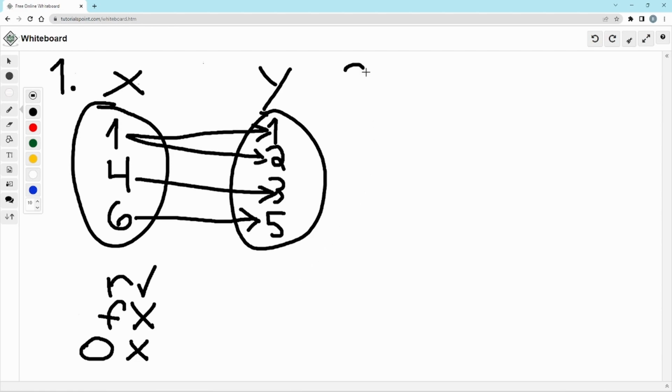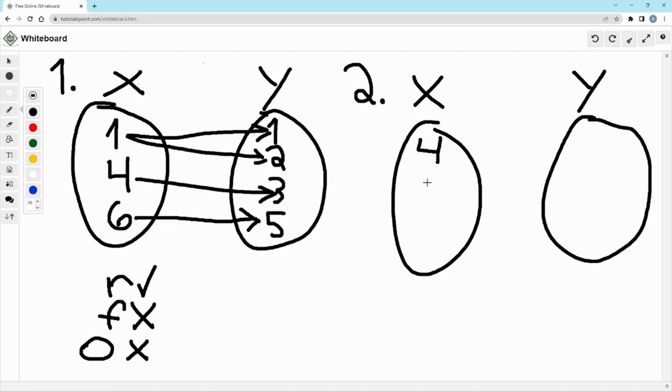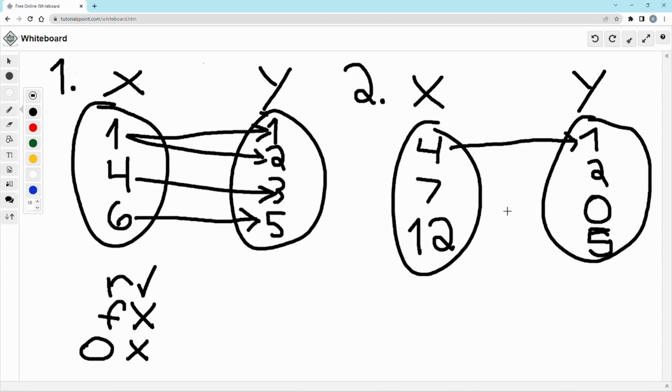Okay, here's problem 2. This one's going to be another map. And this time the values are going to be 4, 7, 12, 1, 2, 0, and 5. So when x is 4, y is 1. When x is 7, y is 5. And when x is 12, y is 2, and y is 0. So pause the video and let's see which categories this one falls into.